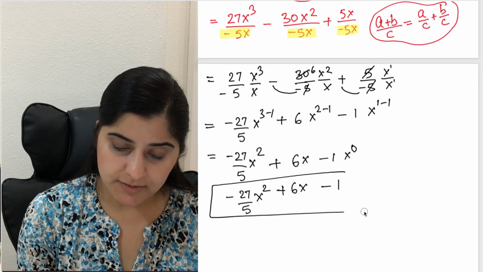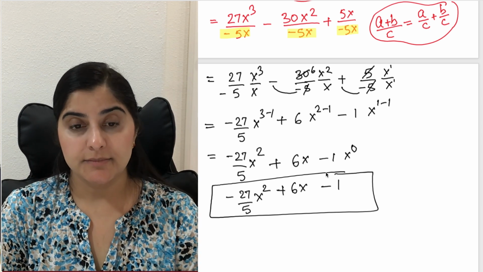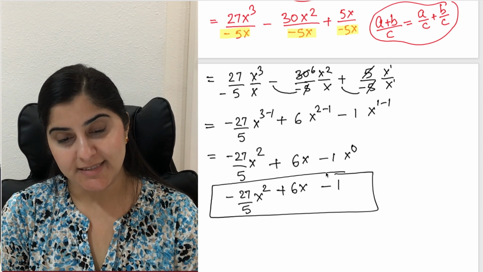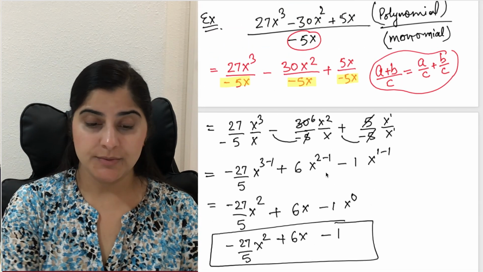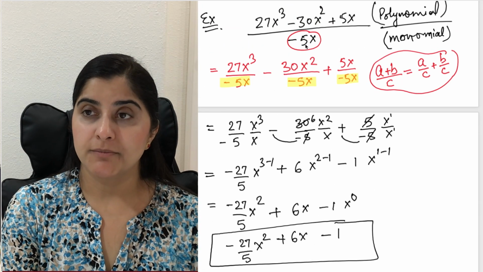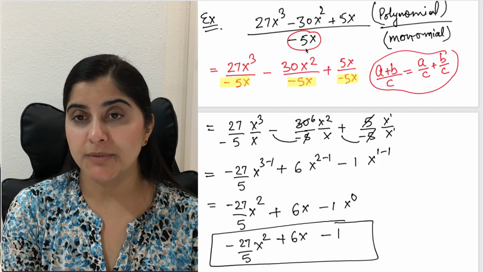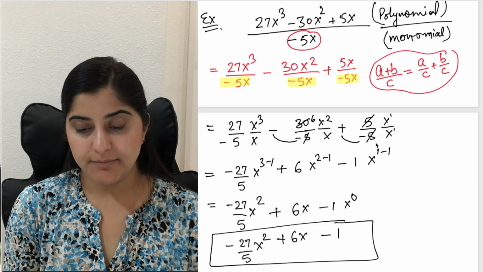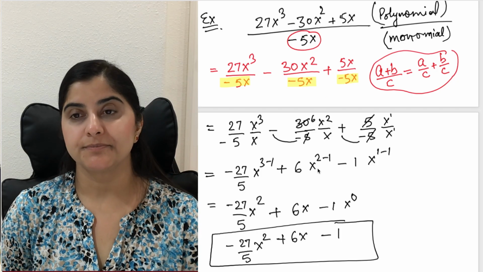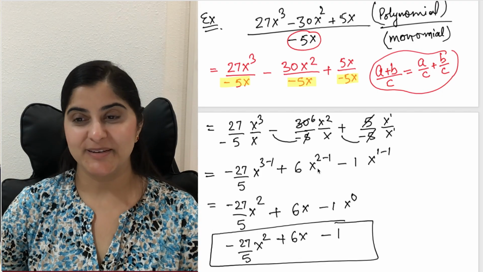So here we will stop because now all the terms are unlike terms. We cannot further simplify this. So what we did, we were asked to divide this polynomial, and we see that in the denominator we have just a monomial, so we separate the denominator under each term and simplify each term separately. So this is how we divide polynomials.